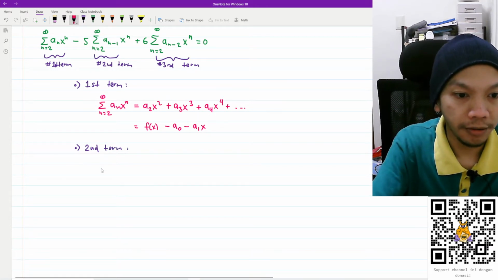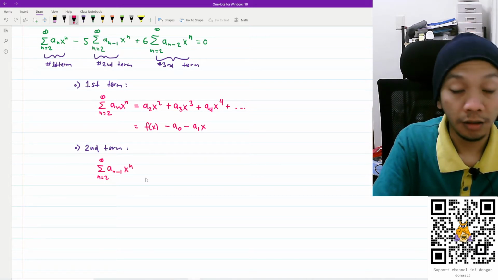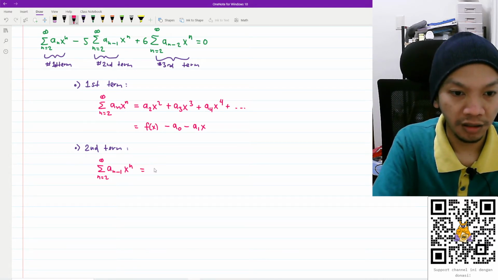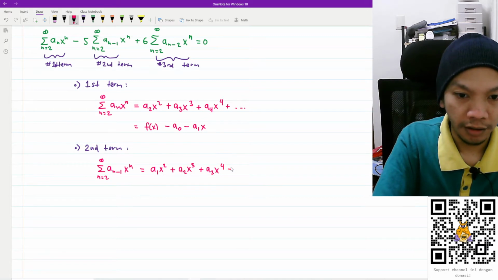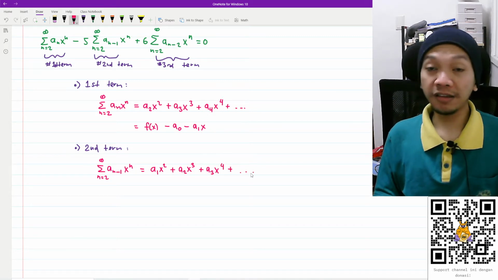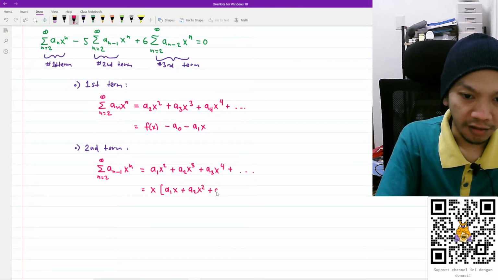Okay, the second term will be sigma n equals 2 to infinity of a_{n-1} x^n. If we expand this, it will be a1 x squared plus a2 x to the third, plus a3 x to the fourth power, and so on. If we take out the x, we can write the inside as a1 x plus a2 x squared plus a3 x to the third power, and so on.